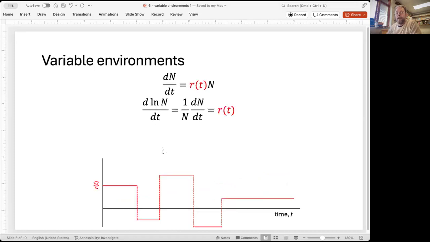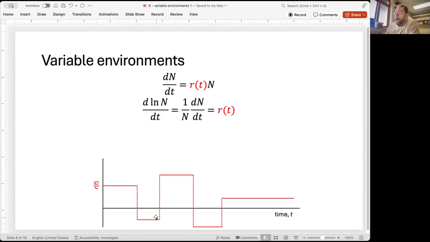Okay, variable environments. This is where it gets only a little bit tricky, not too much. Now let's let the growth rate, little r, be a function of time. It's still density independent, so there's no feedback from the population on the growth rate. So it's some kind of external forcing, a change in the weather, climate, what have you. That's the only thing different. So we just go through the same steps.